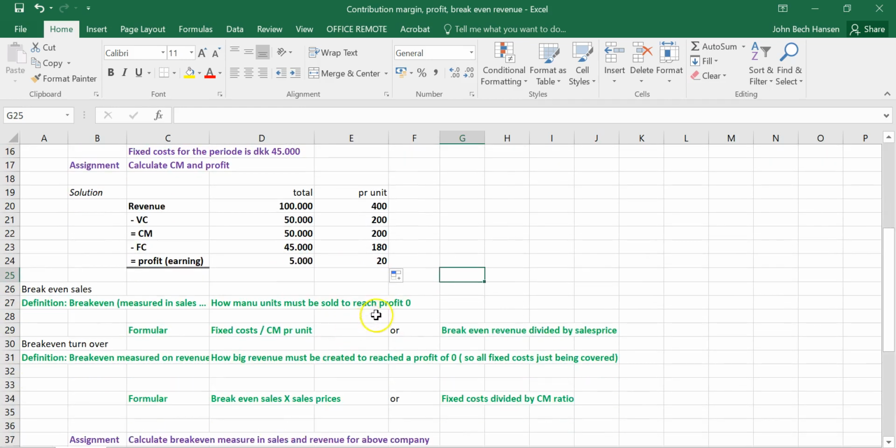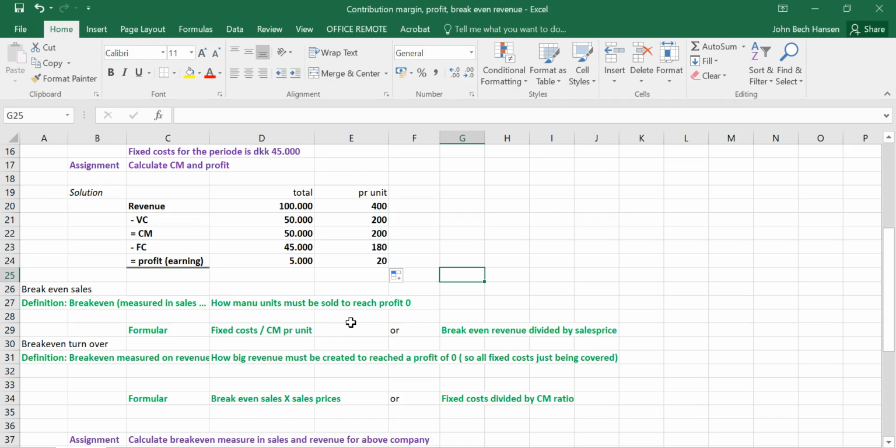But in fact, we would like to know the break-even sales. The break-even, measured in sales, is how many units must be sold to reach a profit of 0, or in other words, to avoid making a loss. Now, starting up, of course, this is quite good to know. Then we can estimate if it's feasible for us to reach that number of sales. And if we say, well, we'll never get this sale, then of course we'll not start up the business.